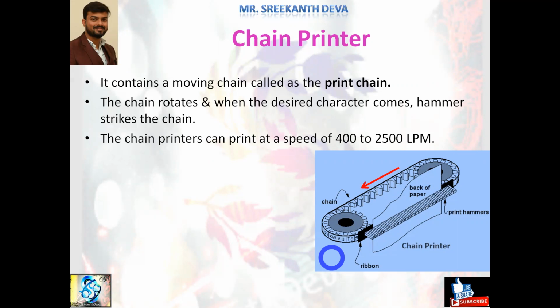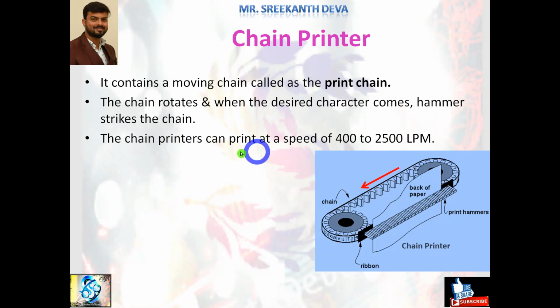The main thing you need to remember in the chain printer is that the chain rotates, and when the desired character comes, the hammer strikes the chain. This action presses the paper against a ribbon and against the character located at that particular position. So the result leaves an impression of the character.